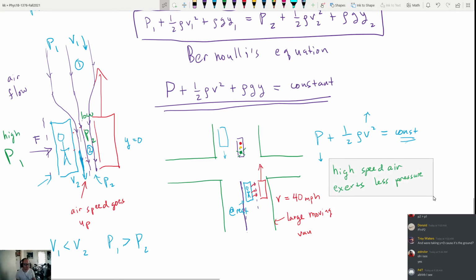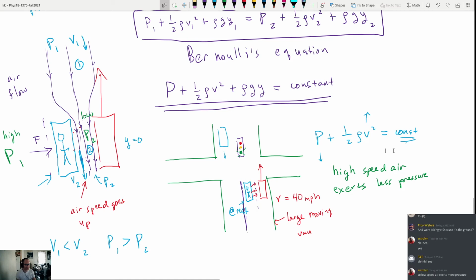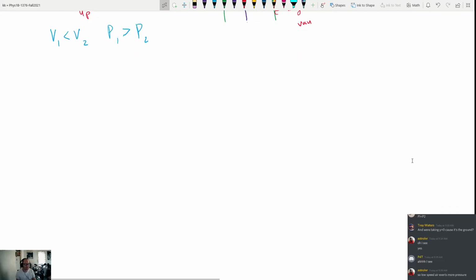The takeaway from this is this right here. High speed air exerts less pressure. Okay? And it's all because of Bernoulli's equation. That if it's the same air and the velocity increases, if the velocity goes up, the pressure has to go down. Yeah, low speed air exerts more pressure in this case, yeah. Exactly. I'll give you a couple other examples of this and how this works.